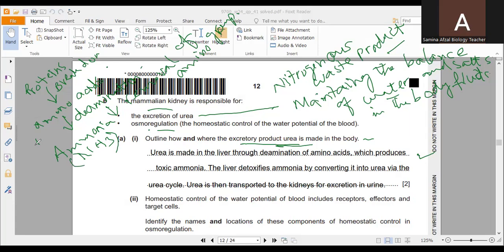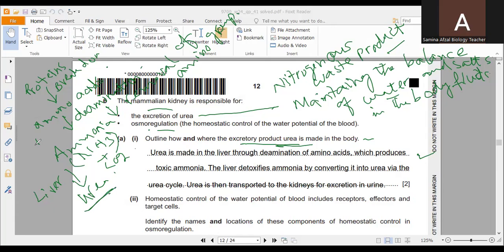So what happens to detoxify ammonia? The liver converts it into urea. The liver will convert ammonia into urea through a series of enzyme-catalyzed reactions known as the urea cycle. This urea cycle combines ammonia with carbon dioxide to form urea.